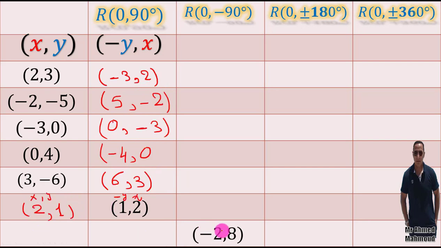Also here negative 2 and 8. This is y and this is negative x. I need to change y and negative x into x and y. So negative x equals 8, so here negative 8. Y equals negative 2, so here negative 2. Okay, so negative 8 and negative 2. I'm going to rotate with 90. I'm going to change the sign of negative 2 to positive 2, and negative 8.